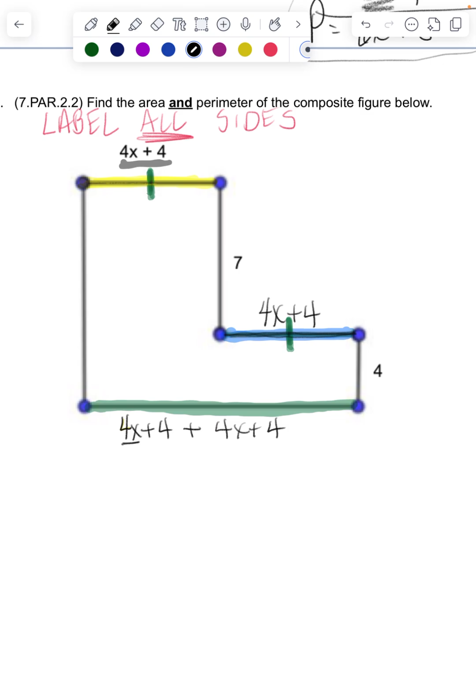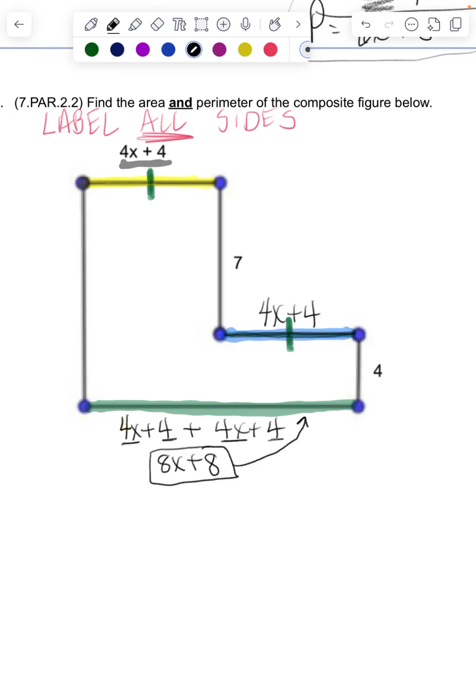So when I put my 4x's together, that's 8x. And I put this 4 and this 4 together, that's 8. So this side is 8x plus 8 when I put those together. Okay, so there's that side. So we've got that one and that one. Now we've got to get this long one.